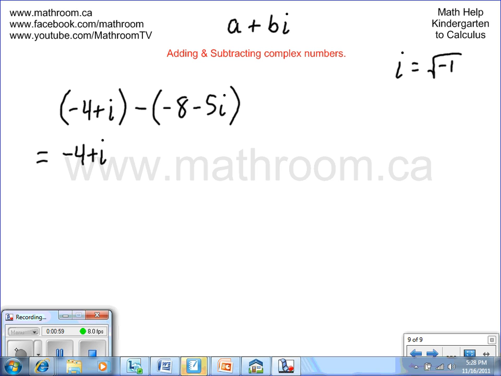Okay. Now we have to be careful with the second part here because we're subtracting all of the terms that are inside the brackets. We're going to subtract the -8, but we're going to subtract the -5i as well. So if we subtract -8, that's the same thing as adding 8. And if we subtract -5i, that's the same thing as adding 5i.